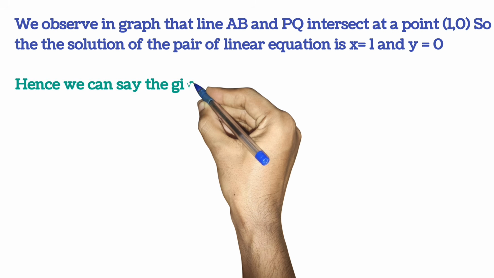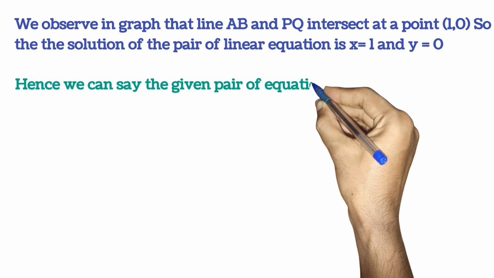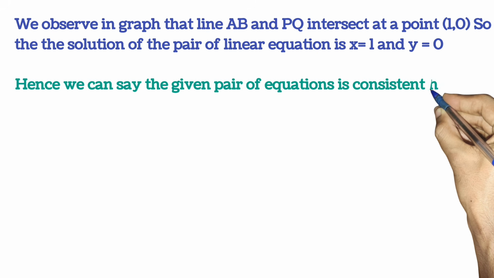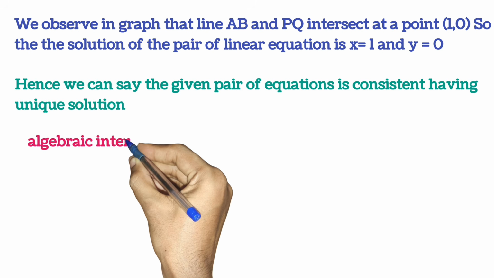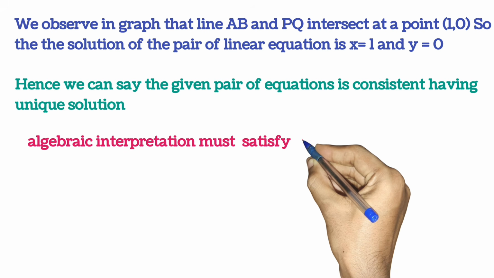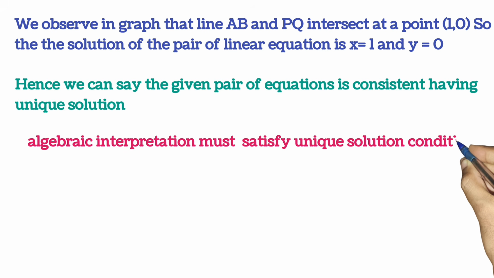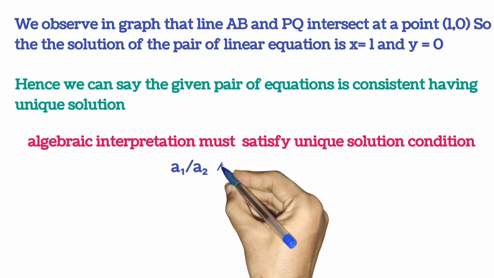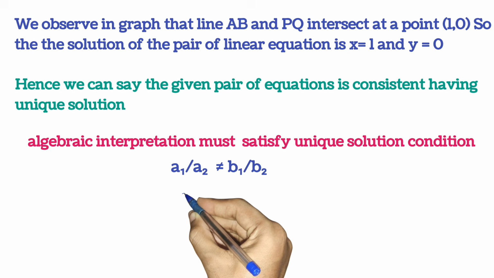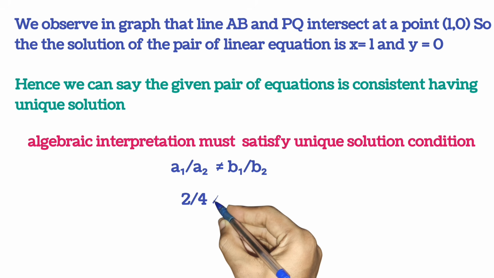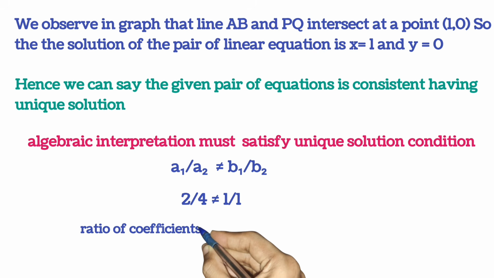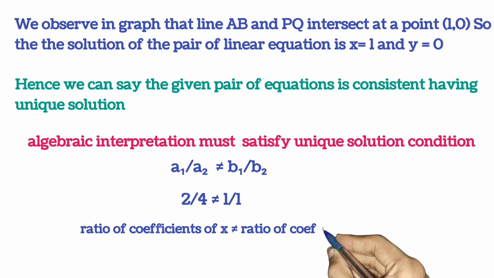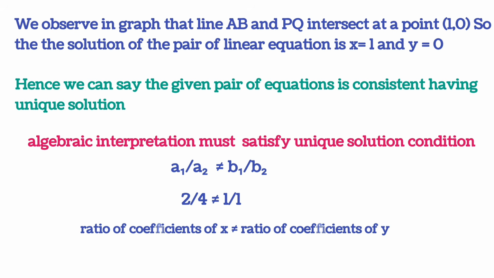Hence we can say the given pair of equations is consistent, having a unique solution. The algebraic interpretation must satisfy the unique solution condition, and that is a1/a2 not equal to b1/b2. So 2/4 is not equal to 1/1. The ratio of coefficients of x is not equal to the ratio of coefficients of y.